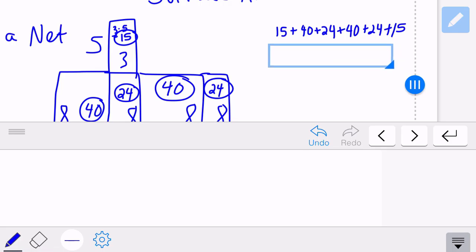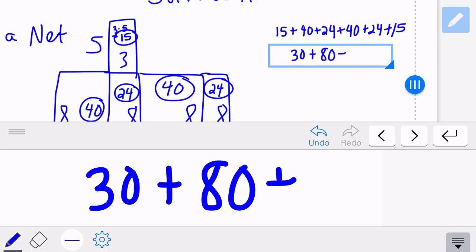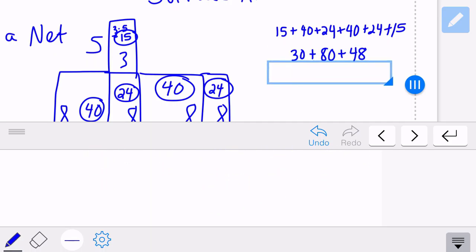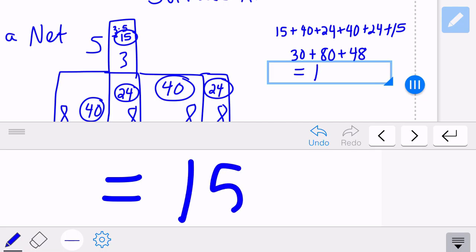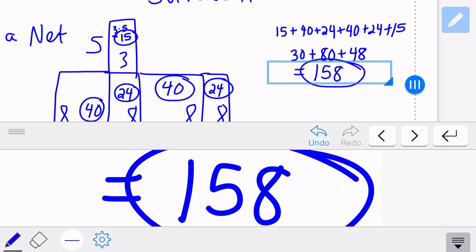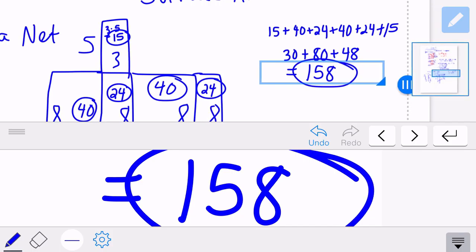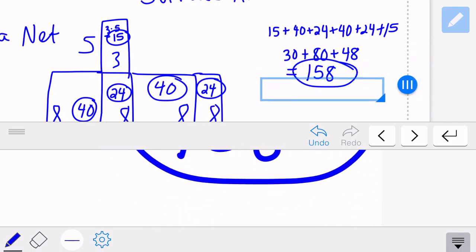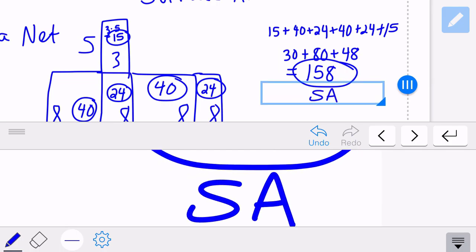So we can do this in our head, or you can break it down. Let's break it down. We have 2 of each, basically. So 15 and 15 would give us 30. 40 and 40 would give us 80. 24 and 24 will give us 48. And we add those guys together. So 30 plus 80 is 110, plus 48 should give us 158. Okay, so that's our total surface area using that net.